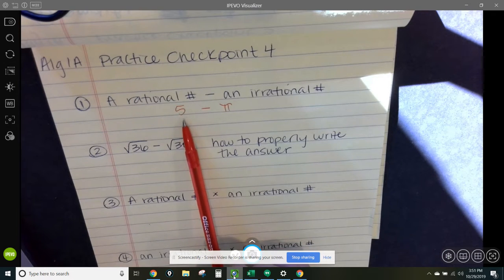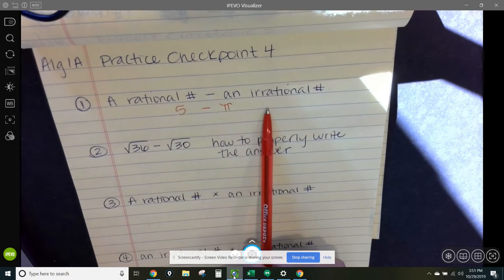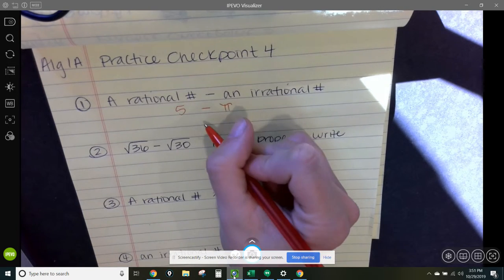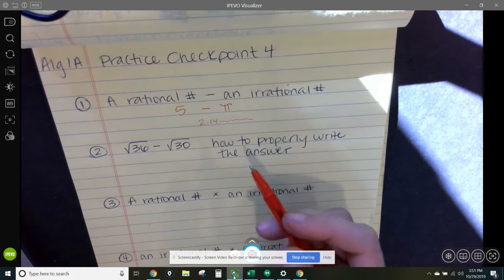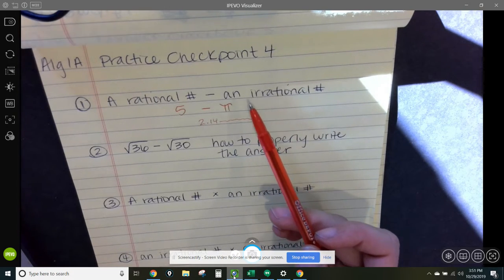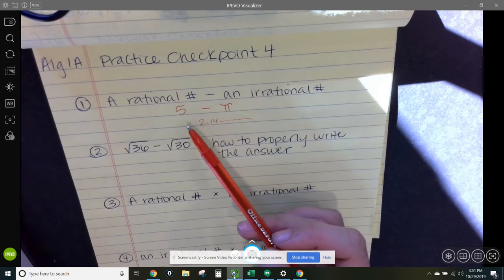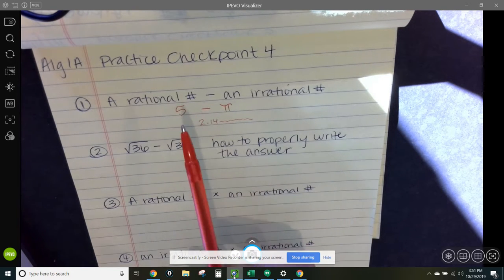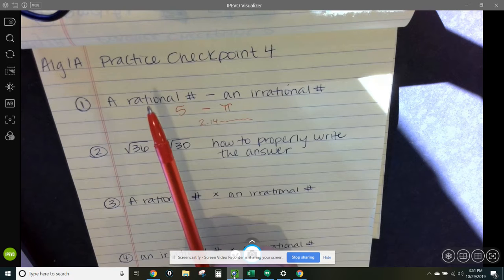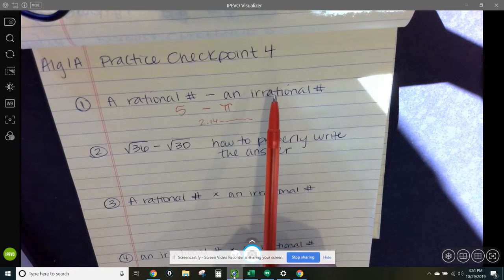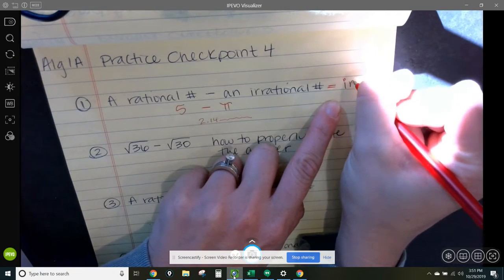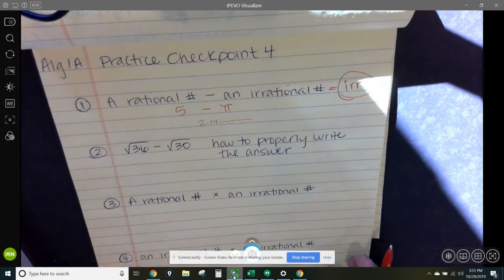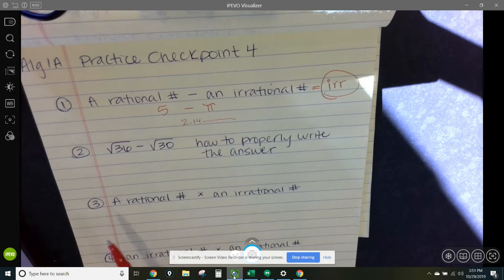So if I did in my calculator 5 minus 3.14 and so on, I'm going to get an answer of 2.14 and so on. My answer is going to be irrational because I subtracted an irrational from this rational. So every time that you subtract a rational number minus an irrational number, it's always going to be irrational. So write that down and remember, it will never be rational when you do it that way.